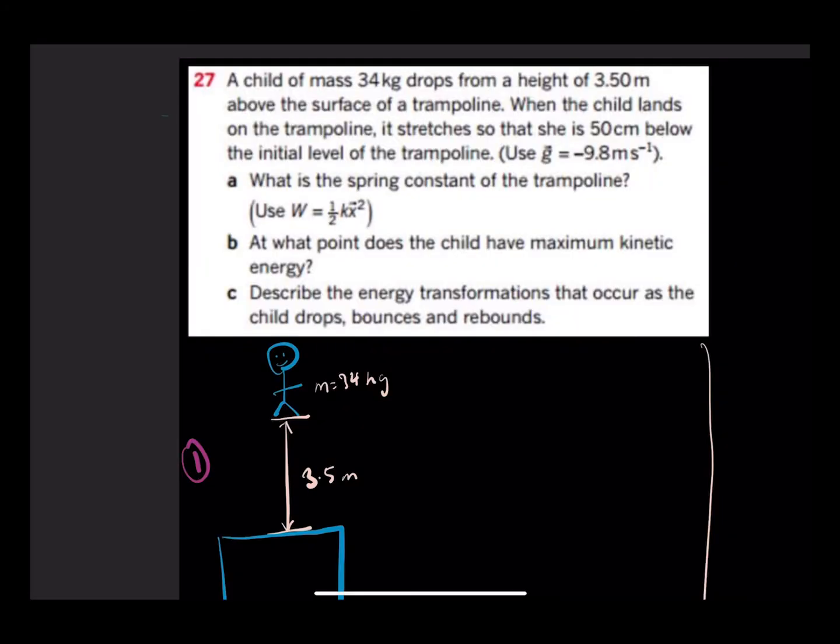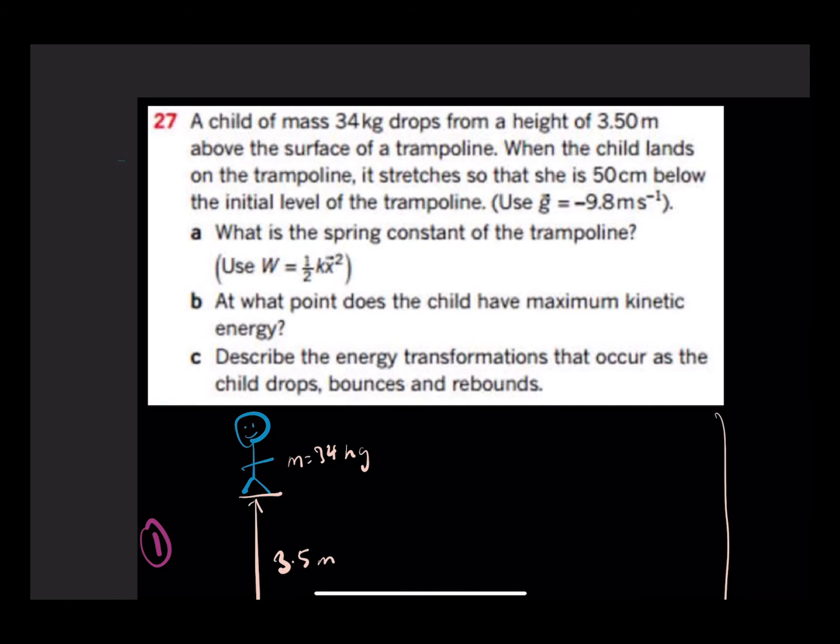Okay, today I thought we'd have a look at one of the questions from the Pearson Module 2 review, and it's this question 27. Let's have a read of it together. We have a child of mass 34 kilograms dropping from a height of 3.5 meters above the surface of a trampoline. When the child lands on the trampoline, it stretches so that she is 50 centimeters below the initial level of the trampoline. Use g equals negative 9.8 meters per second squared.